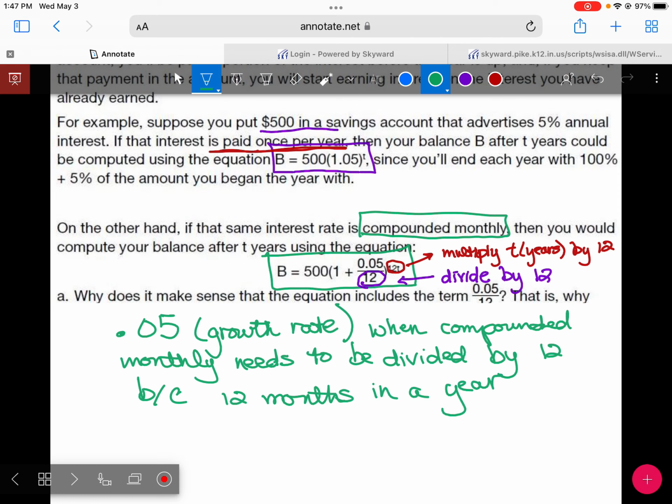So you are still getting the same rate, but since they're compounding monthly, you're going to end up with a different amount. Right now, we don't know if it's going to be more or less than if we would compound it once at the end of the year. So that growth rate, when compounded monthly, needs to be divided by 12 because there are 12 months in the year. And we're taking that rate throughout the whole year. Okay? Any questions on that? Okay.